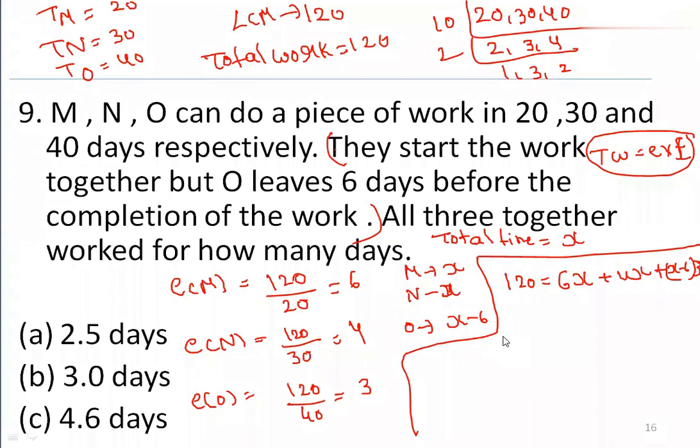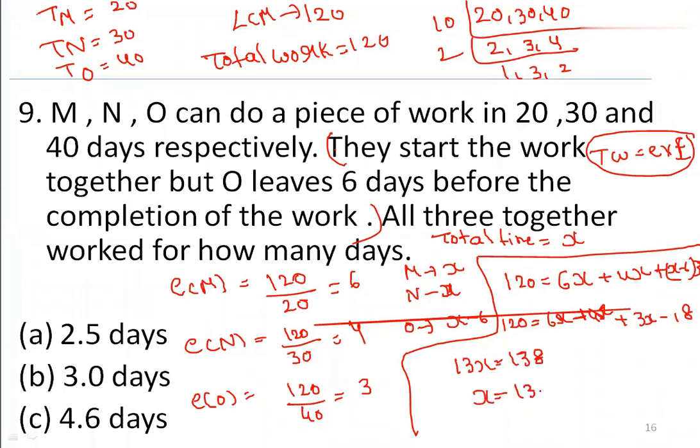X is not the answer, guys, because X is the total time. According to the question, all three together worked for how many days, which means O was working only till X minus 6 days, right? Till X minus 6 days, all three persons M, N, and O are together. So if you expand this, 120 equals 6x plus 4x plus 3x minus 18. So this is 13x equals 138. So x equals 138 by 13. So 10 point something you will get.